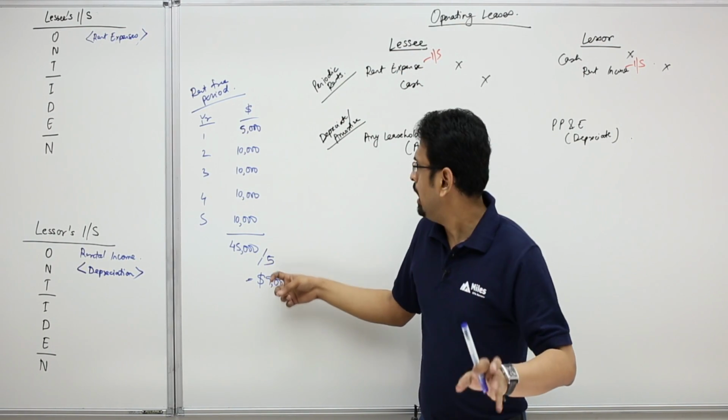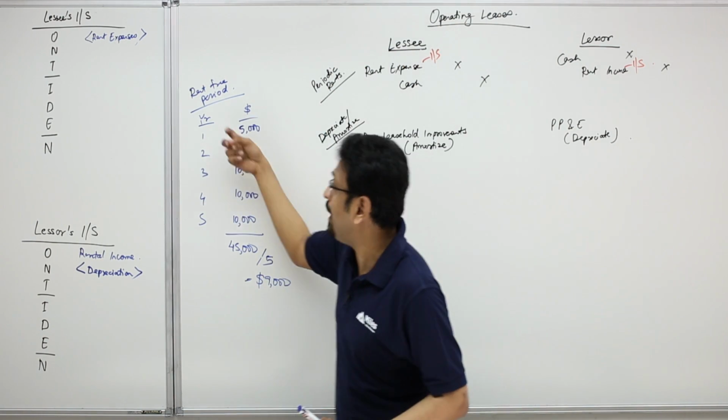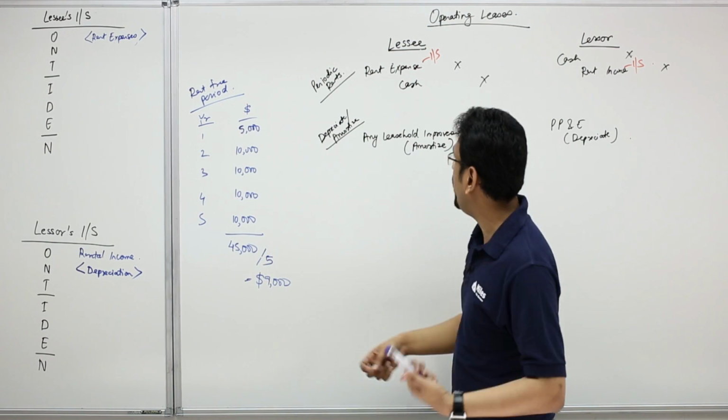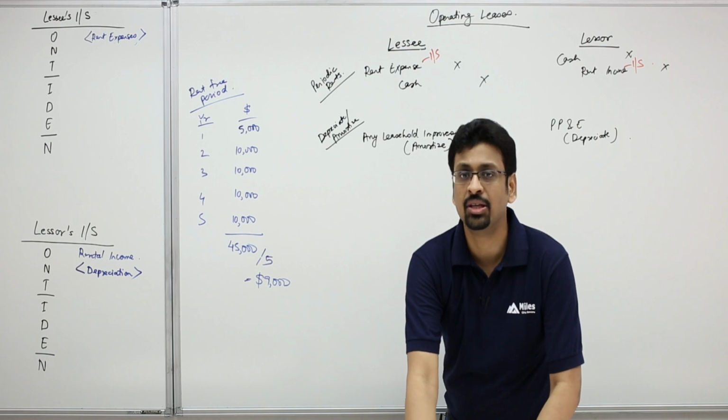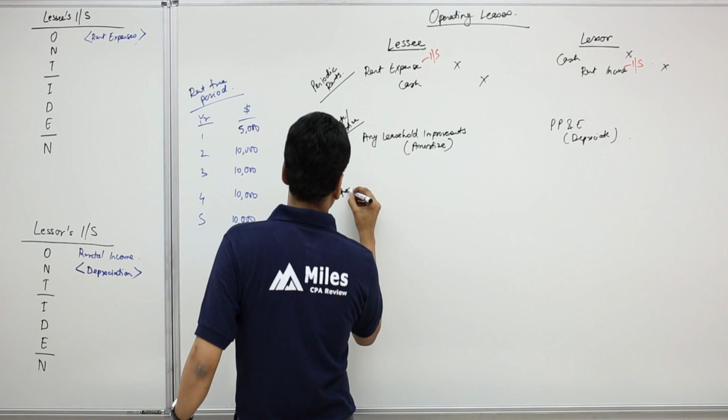Now wait a minute. In year 1, the lessee paid only $5,000, but the expense on the income statement for the lessee is going to be $9,000. The way we're going to account for it is like this. So let me have this rent free period.